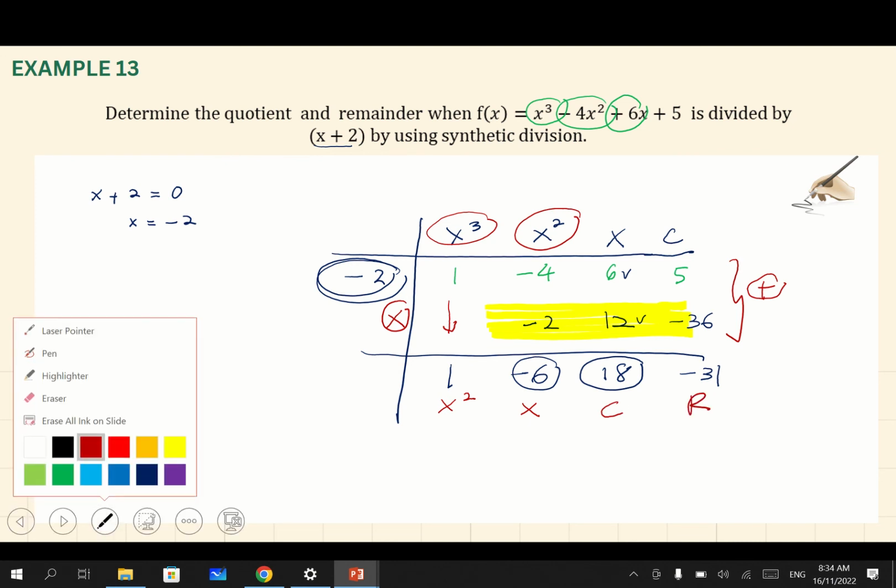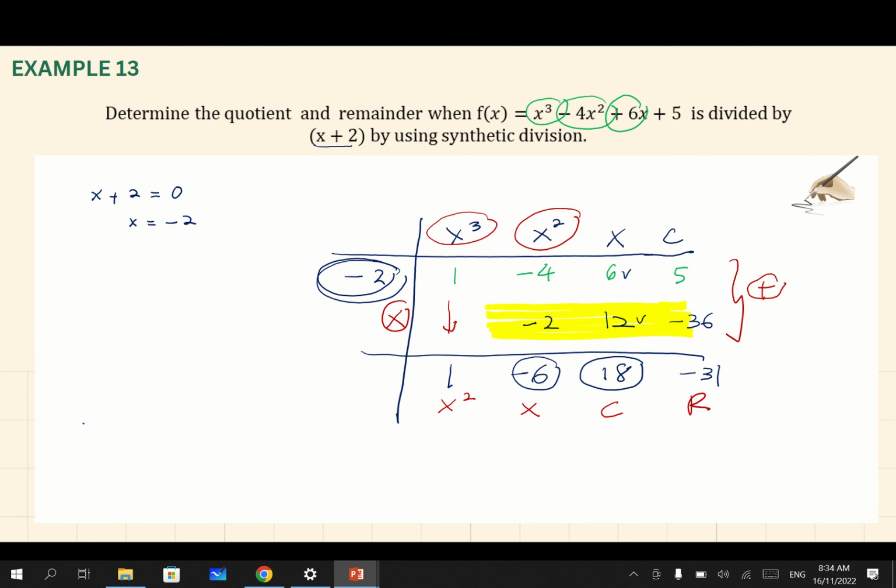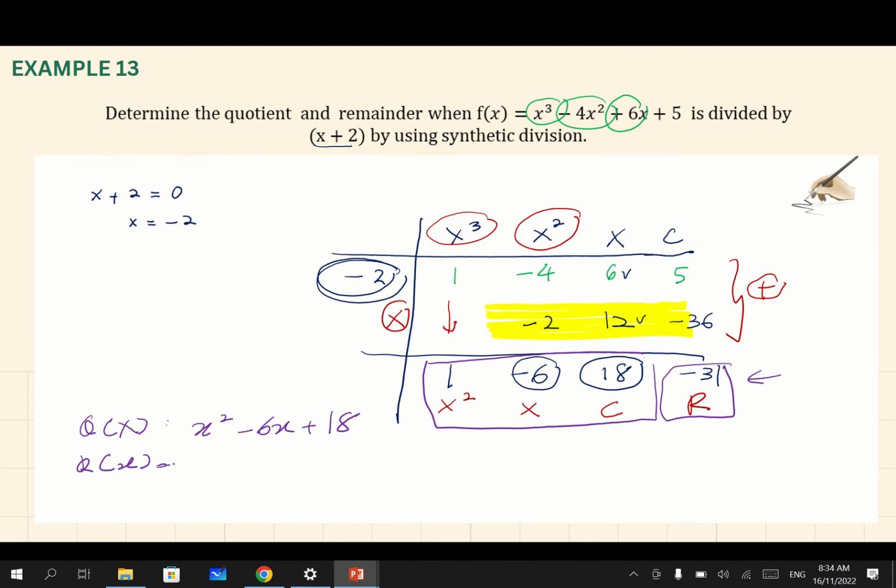So, based on table yang kita dapat, kita boleh cari sebenarnya quotient dia. Quotient is this one lah, kita tengok quotient. So, kita ambil yang ada sampai sini lah, sampai constant. Okay, so quotient is X kuasa 2 minus 6X plus 18. R is a remainder. So, remainder equal to negative 31.